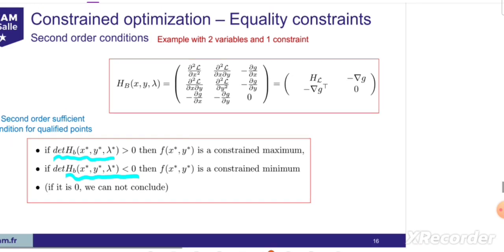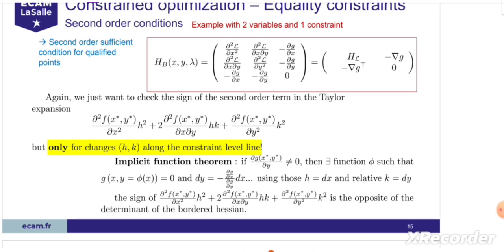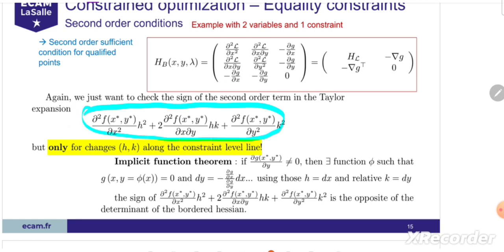Where is that coming from? Here you've got the details, but maybe you can take some time to read them. The idea is, again, the same thing. We are still interested in the sign of this second order term, because when you've got a critical point, it's giving you the difference of the value between the critical point and the surrounding points. So we want the sign of this, but not for any kind of h, k. We just want the ones that are staying on the constraint's level line.